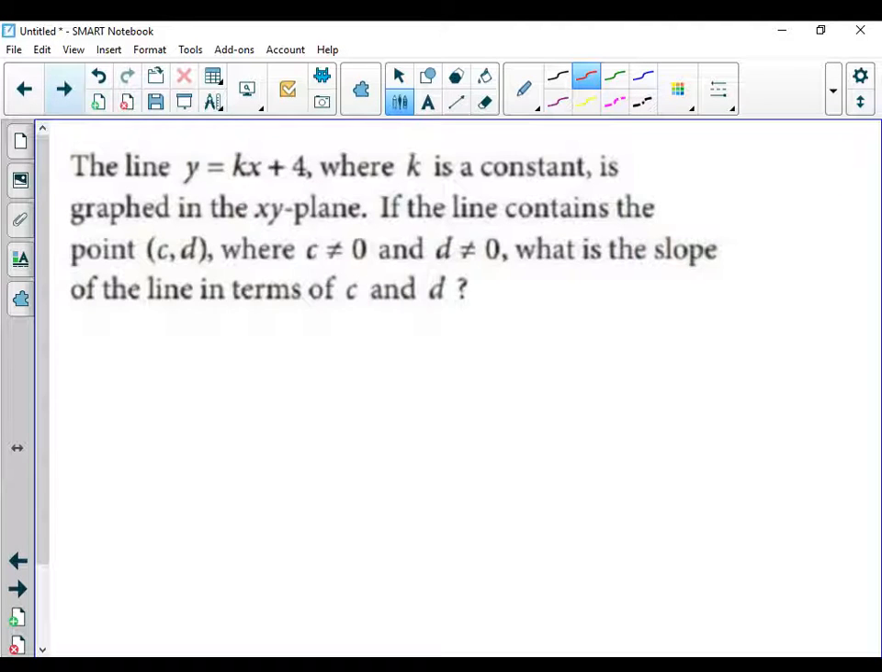All right, this one I thought was a little bit tricky, but they talked about the line y equals kx plus 4. They said k is a constant. It's graphed in the xy plane. If the line contains the point (c, d), where both of those are not equal to 0, they want to know what the slope of the line is in terms of c and d. The first thing we had to identify was the slope. Which part of the equation is that? If you think about a line, one of the constants is the slope, and if you look at the equation, that was the coefficient of x. So really, when they ask for the slope, they're asking you to solve for k.